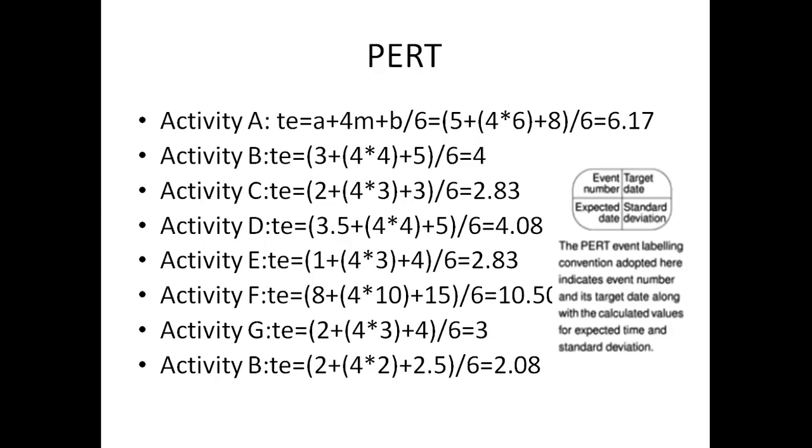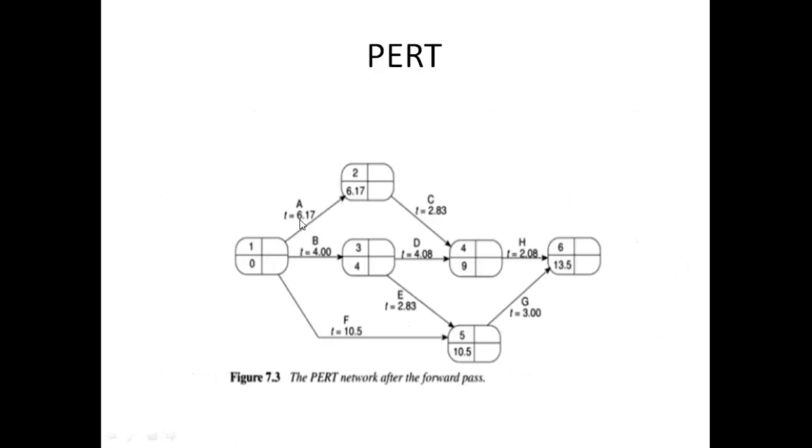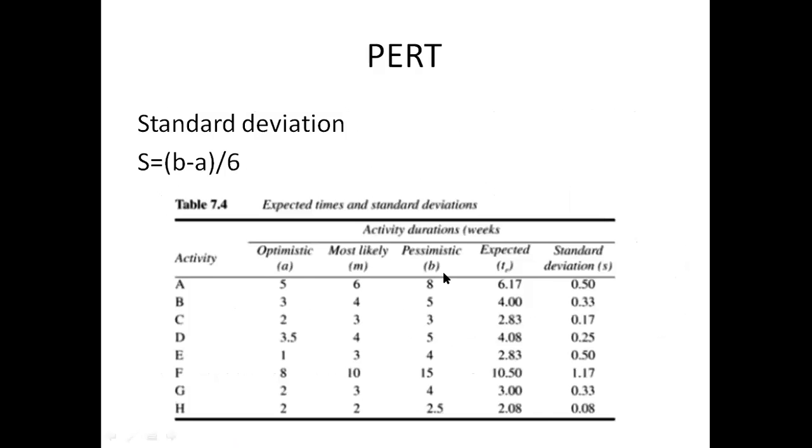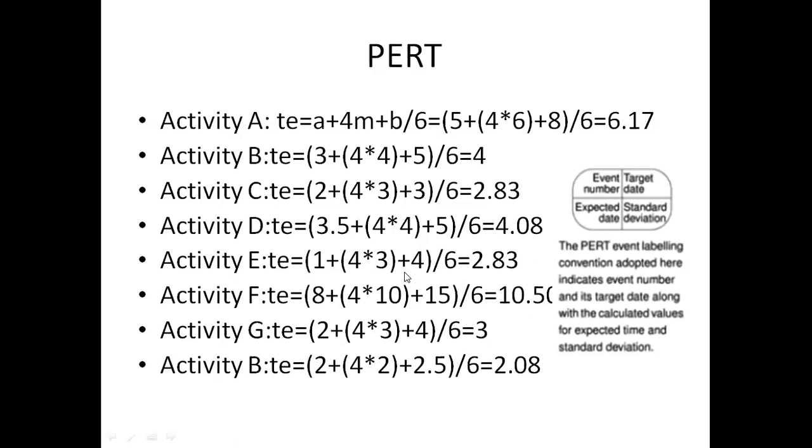I am just repeating extra topics only, that's why I am going very fast. By substituting those values, we get T. Here T equals 6.17, and 6.C equals 2.83. Using that table we get the T value, and we write all the values in this diagram. Yesterday we discussed it here only.